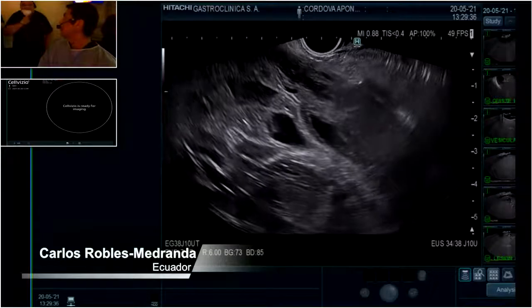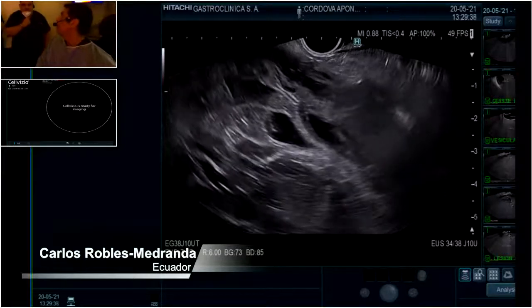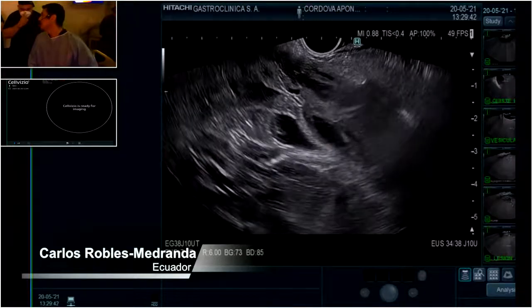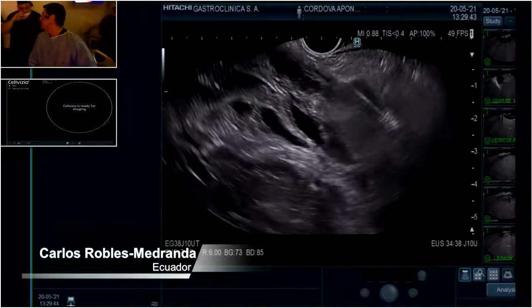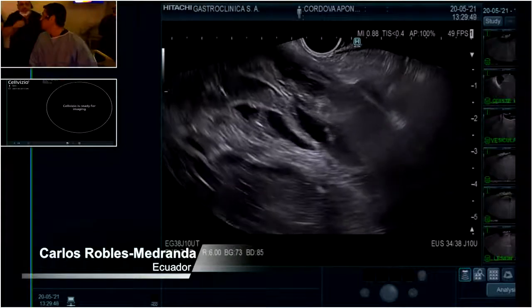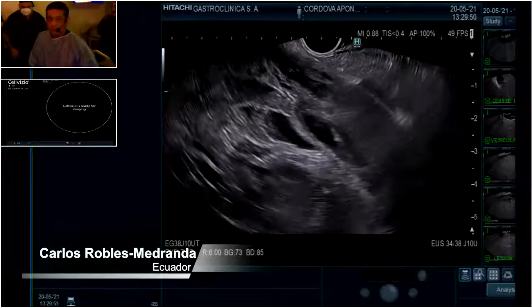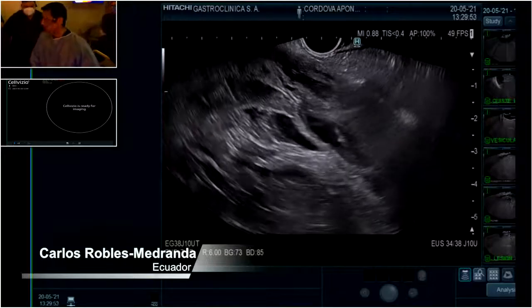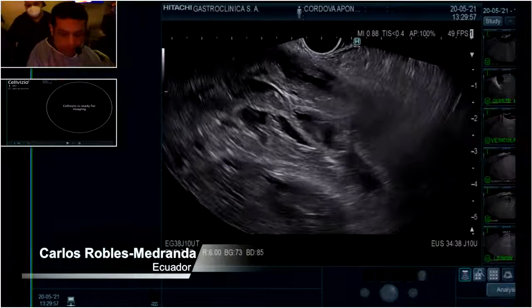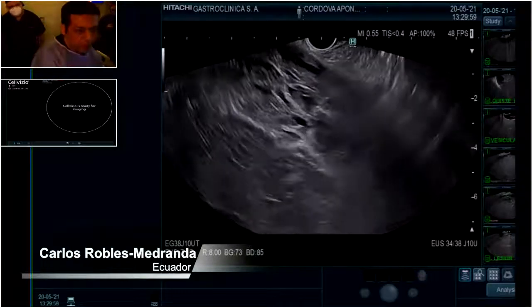What happened? Can you show the wall of the cyst? I don't understand. La pared, ¿qué pasa? Can you outline the wall? Can you point out the wall? ¿Cómo point out? Show us the wall. Ah, show us. The wall of the whole cyst? Yeah. It looks thick. Yeah, it's thick.